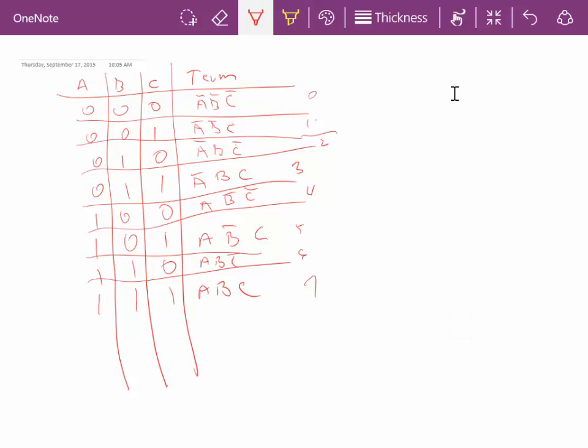Sometimes some people will say that X is equal to 1, 3, 5, and 7, and that's the same thing as saying X is equal to A naught, B naught, C plus, and I'm not going to write the whole thing, but you can see how that's a way of simplifying the writing. I won't get into that.